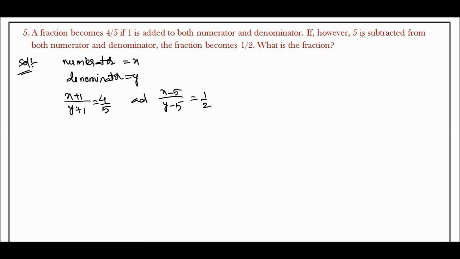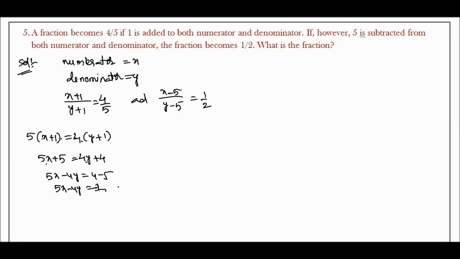Okay, start with the first one here. So this will become cross multiplication: 5 into x plus 1 is equal to 4 into y plus 1. Okay, so 5 into x, 5x, 5 ones are 5, is equal to 4 into y, 4y, plus 4 ones are 4. So 4y comes here, 5x minus 4y is equal to 4 minus 5, is equal to minus 1 here.